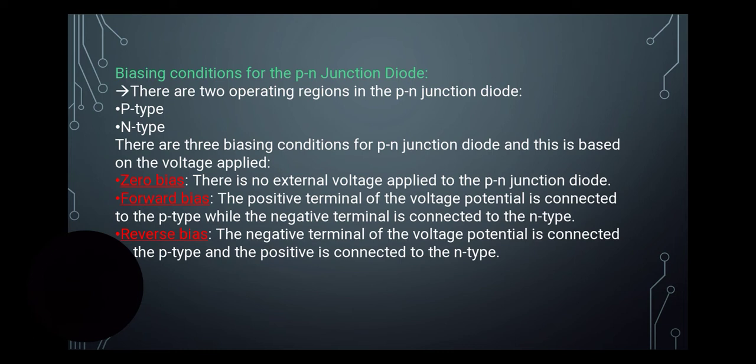Zero bias: there is no external voltage applied to the PN junction diode. Forward bias: the positive terminal of the voltage potential is connected to the P type while the negative terminal is connected to the N type. As well as reverse bias: the negative terminal of the voltage potential is connected to the P type and the positive terminal is connected to the N type.